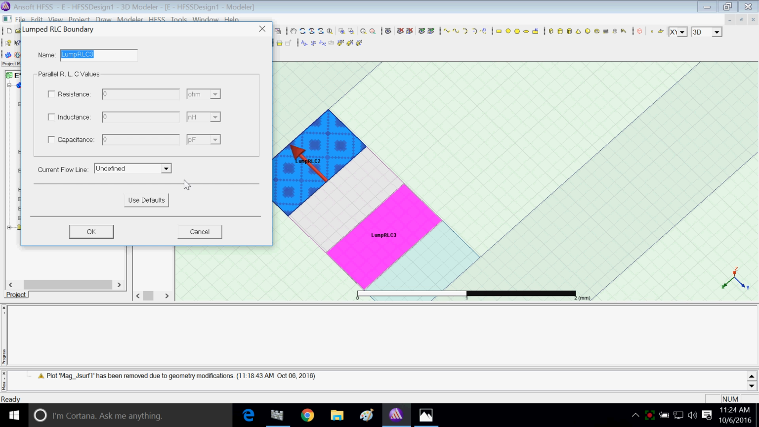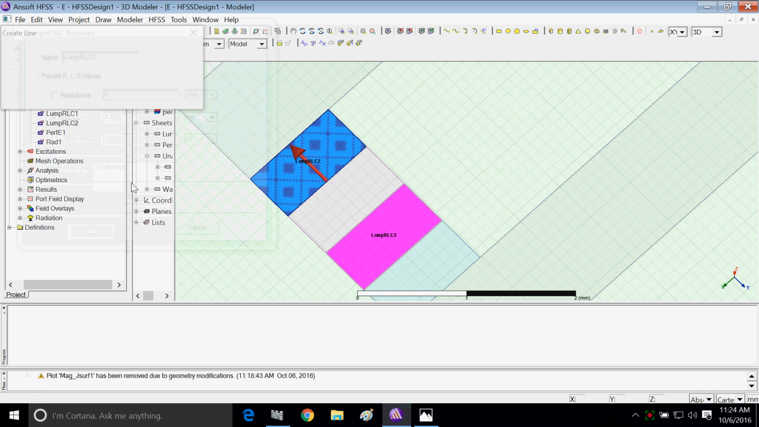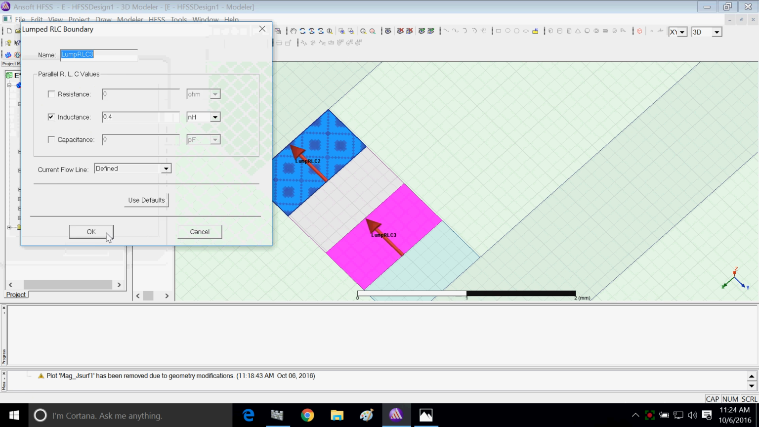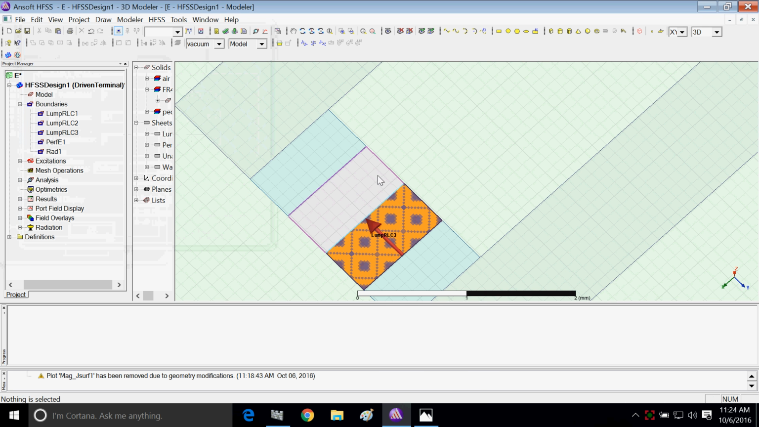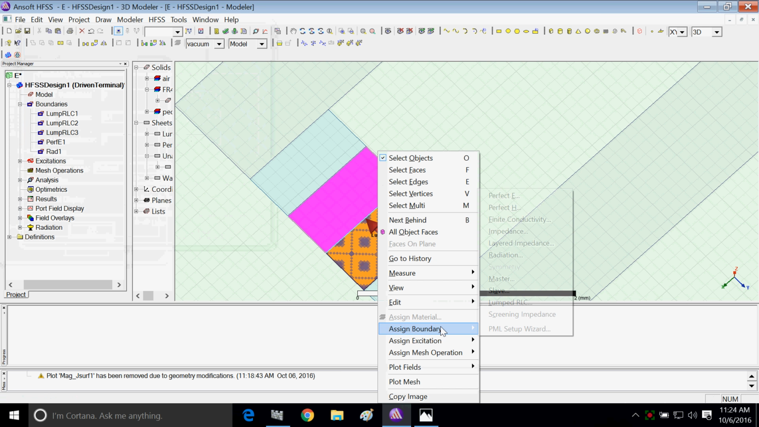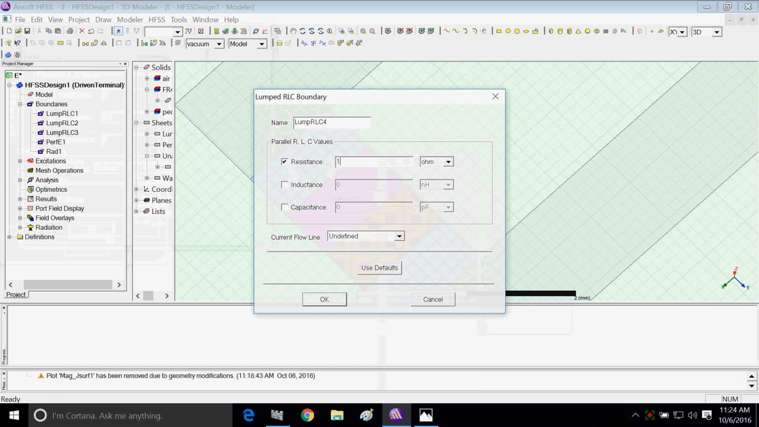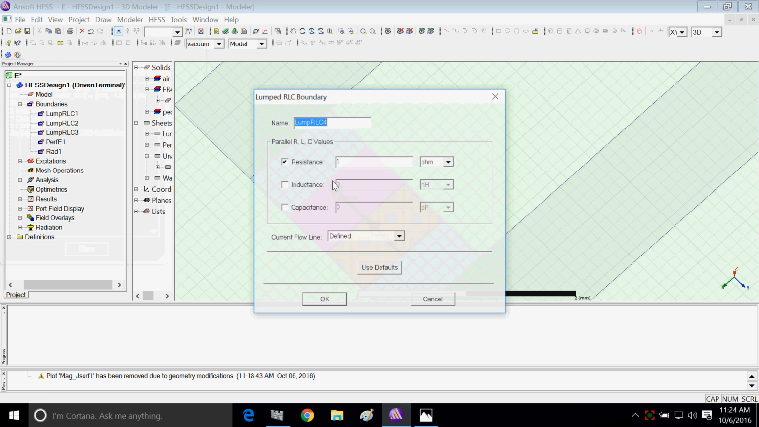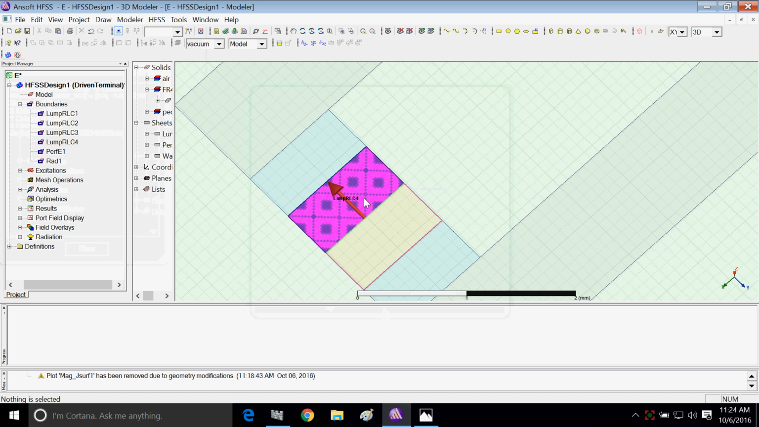For example, this is inductance, 0.4 nanohenry, new line I have to assign. Now this is our inductor. Similarly here I will assign resistance, in on state 1 ohm. Now this combination of four sheets will represent a PIN diode in on state.